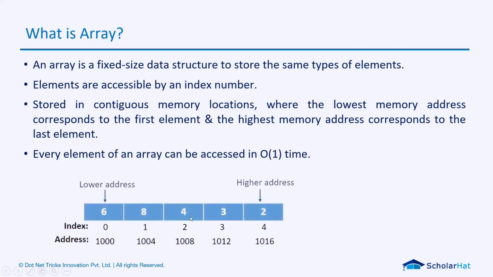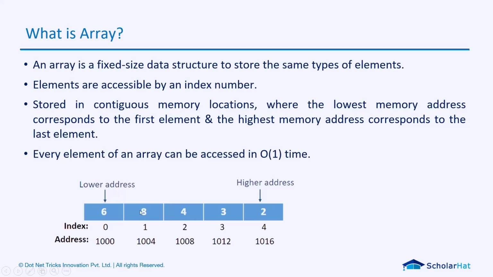If you see over here, I consider the first address to be 1000. Let's say 1000, it can be anything. In real life it's actually hexadecimal. The next elements are 1004, 1008, 1012, 1016. So this is the 0th index, and this is the first index, second index, third and fourth index. The size of the array is 5.